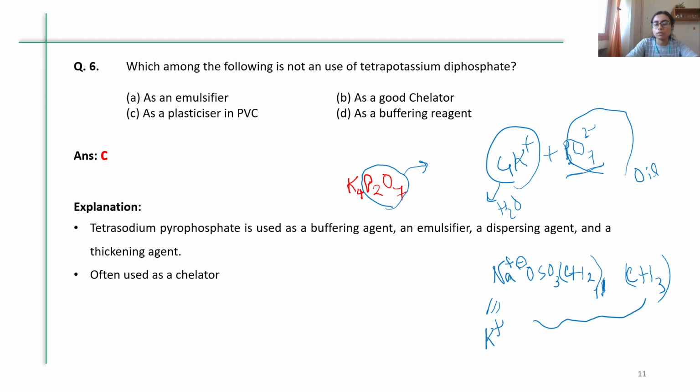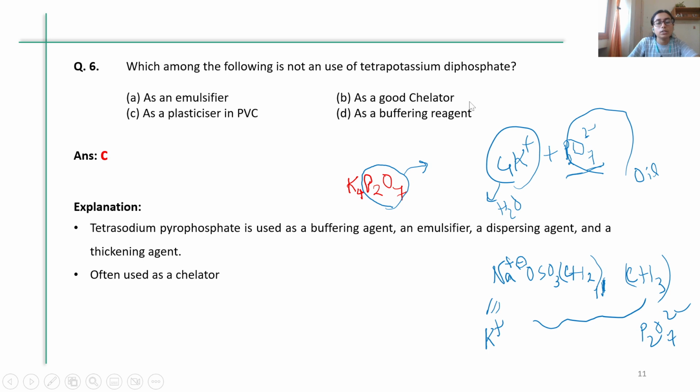And this part results P2O7 2 minus, P2O7 2 minus. Okay. So this can act as a detergent also, and then your emulsifier also, as I have already told.